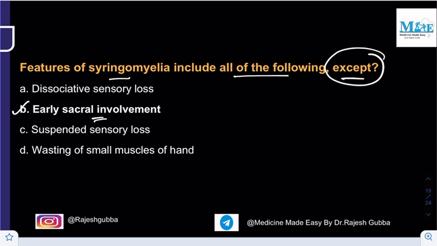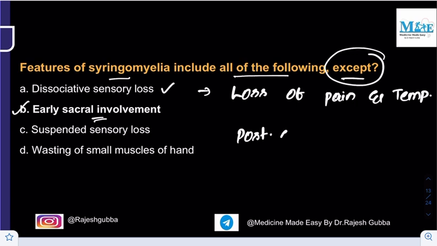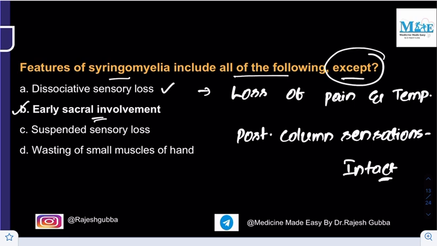In case of syringomyelia, there will be dissociative sensory loss. What will be the dissociative sensory loss? There will be loss of pain and temperature, whereas the posterior column sensations remain intact. So that is syringomyelia, where you have the dissociative sensory loss. And early sacral involvement will not be there. In patients with syringomyelia, there will be sacral sparing.